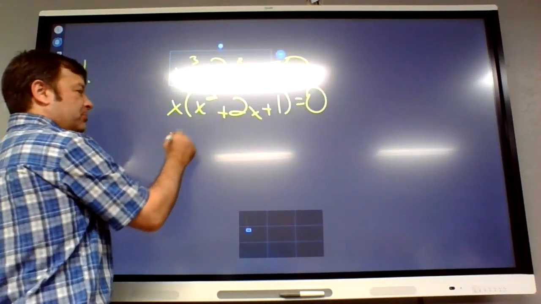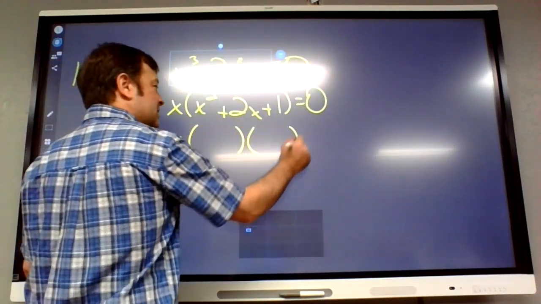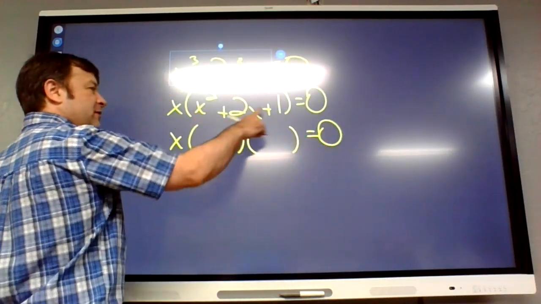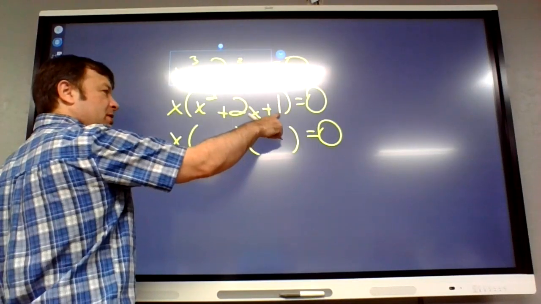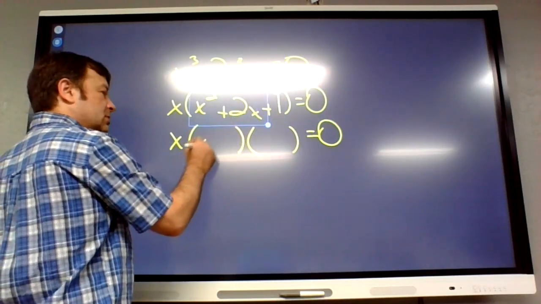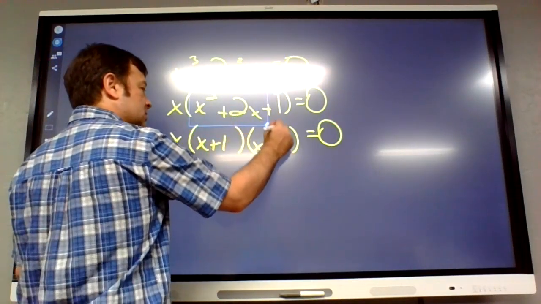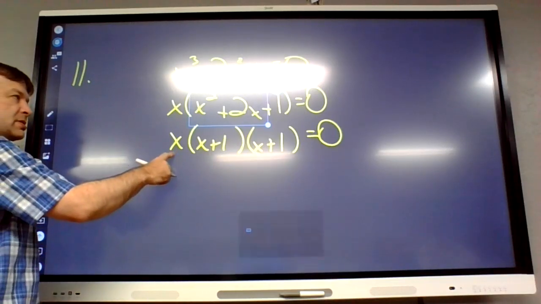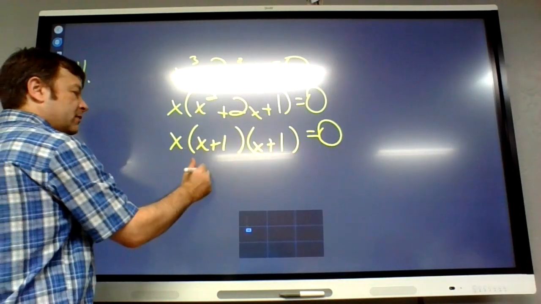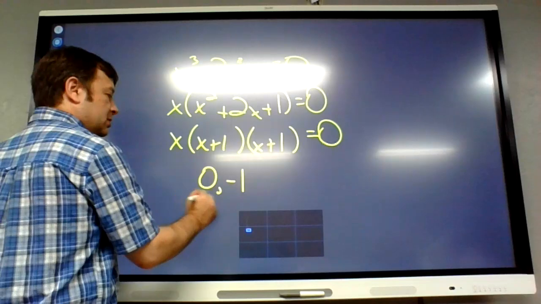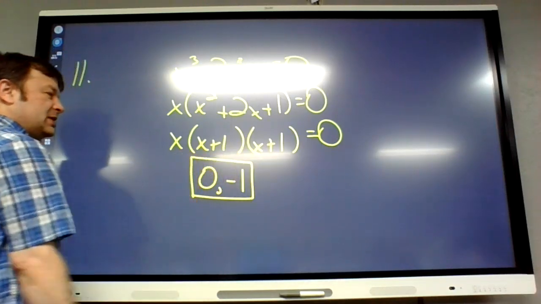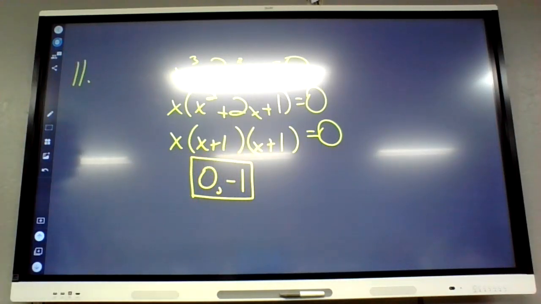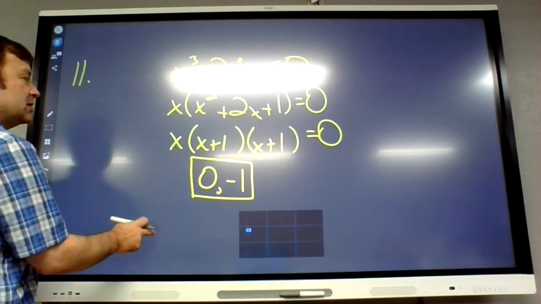And this thing in parentheses factors, because what multiplies into 1 adds up to 2. 1 and 1. So the answers are 0 and negative 1. Negative 1 would be called a double root, double answer. Still only counts as 1 though.